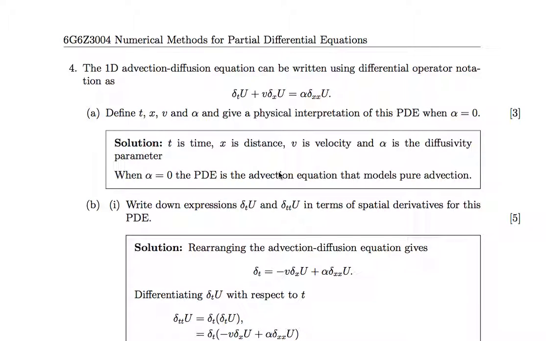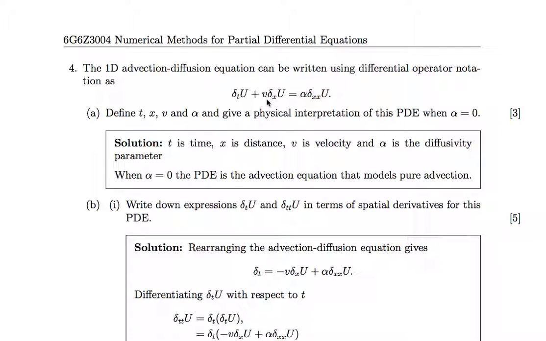I'll be talking through the solution to question 4 from the 2015 examination paper for numerical methods for partial differential equations. Question 4 gives you the 1D advection diffusion equation written using differential operator notation. So the small delta subscript t in front of the u means the derivative of u with respect to t. Likewise, small delta x in front of the u means the derivative of u with respect to x.